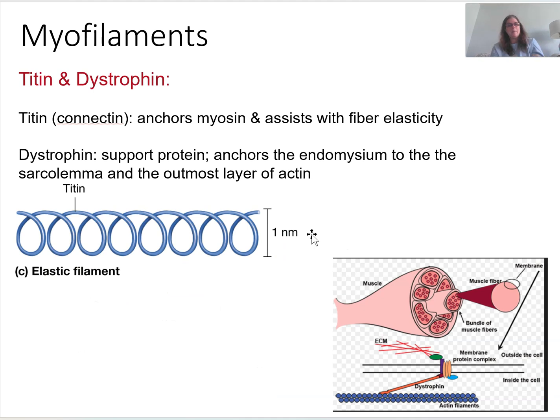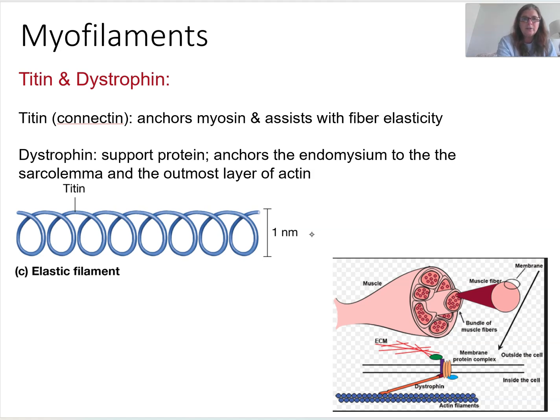Now, there's many, many proteins, by the way. I'm just covering two other ones. There's one called titin and dystrophin. So both of these are more like structural proteins. They're not functional, meaning they don't make the muscle contract. So titin helps anchor the myosin and helps with the muscle being elastic. Remember, that helps with recoil.